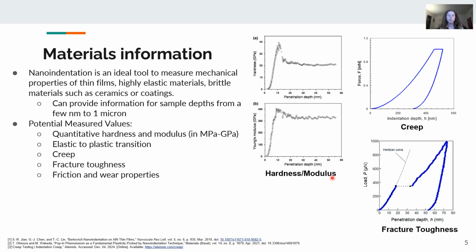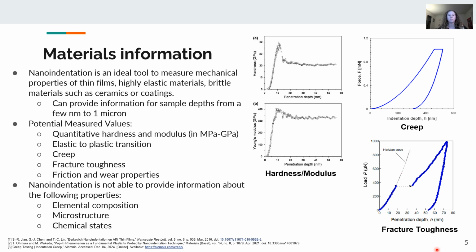In a lot of load depth curves, you see these break-in points, and these could be caused by cracks in the material from which you can extract the fracture toughness information. Unlike a lot of other materials characterization techniques that we've learned this semester, we are not able to get elemental composition, microstructure, or chemical state information from nanoindentation directly.